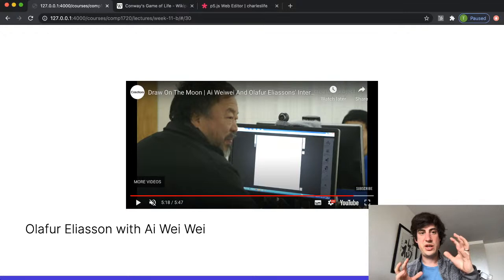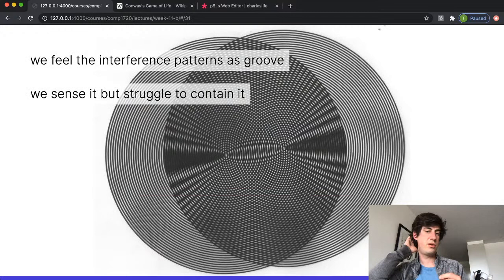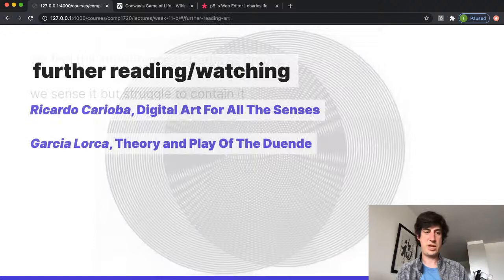Even if you can't see it in your work now, what I'd love you to take away from this is that if you look at your works really critically, look at all the things that your works do and are capable of, and then try and see if you can twist them into things that produce these strange and unique interference patterns or emergent properties. And I definitely recommend you read Garcia Lorca's Theory and Play of the Duende.